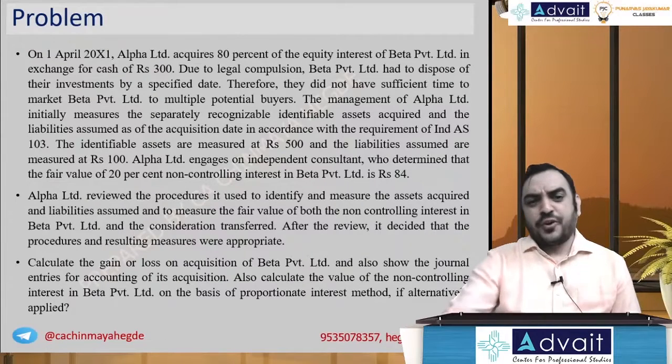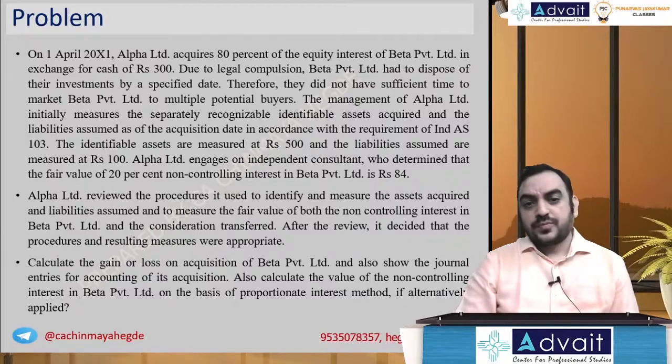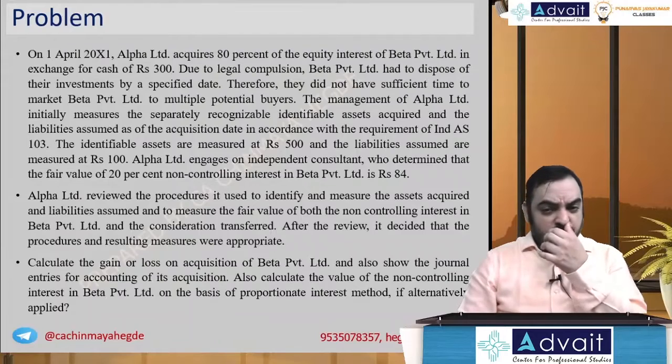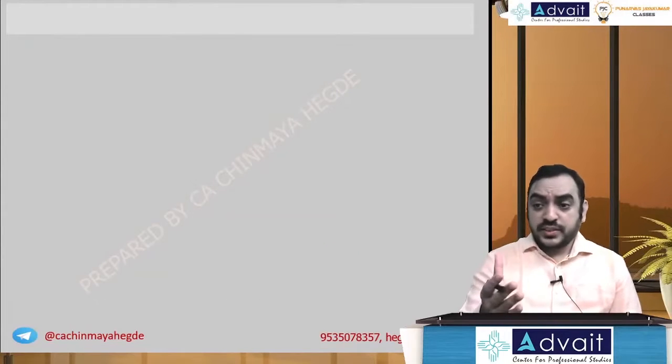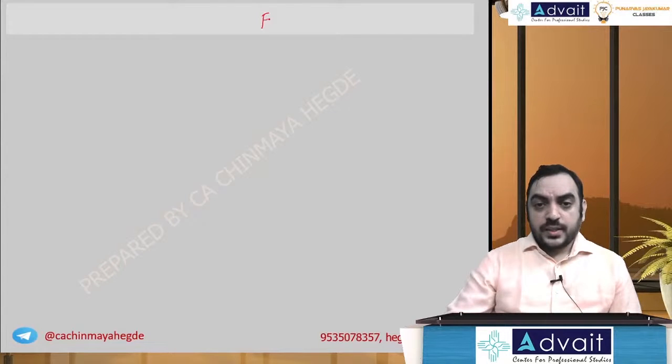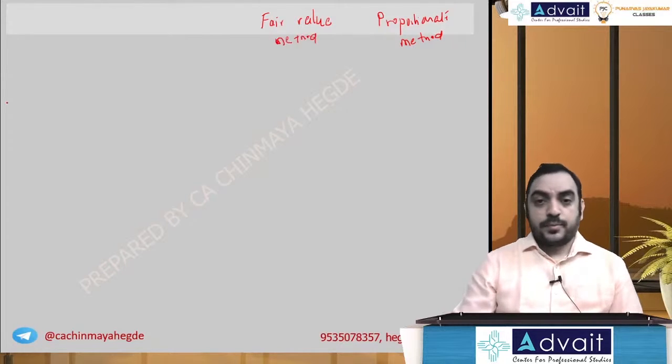Okay, it's actually a straightforward question. Nothing much, complications are there, but anyway. So they said you can follow the proportionate method or the fair value method. I hope you know this. We have discussed this during consolidation, the concept of fair value method and proportionate method. I'll just quickly go for the solution part. So one method is the fair value method and the other method is the proportionate method.